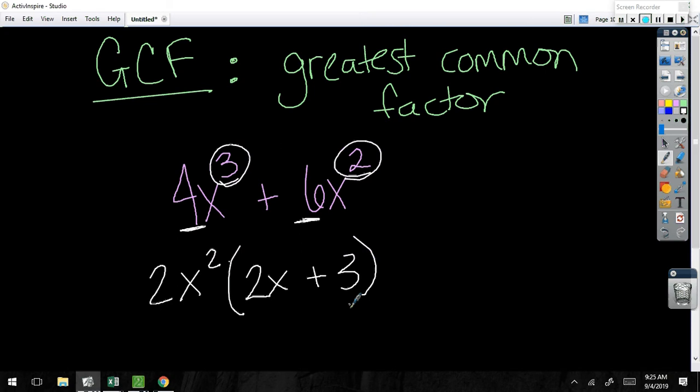Does anybody have trouble finding a GCF? Because I'll spend a little more time on it if I need to. Don't be scared. Everybody okay? Let me ask you this then. Let's see if you really can.